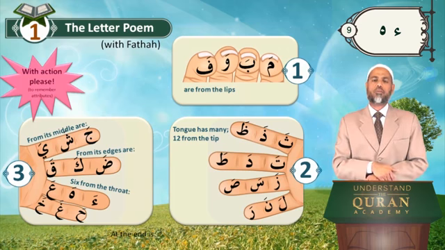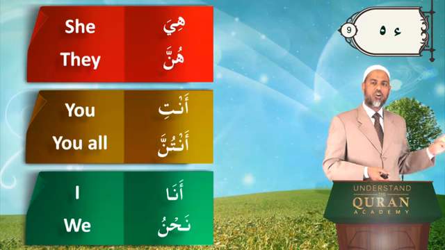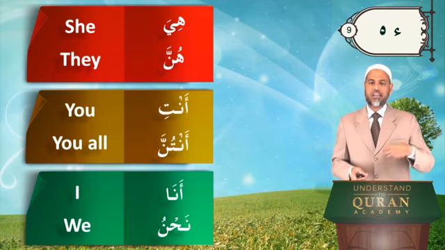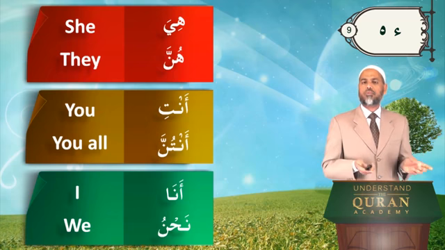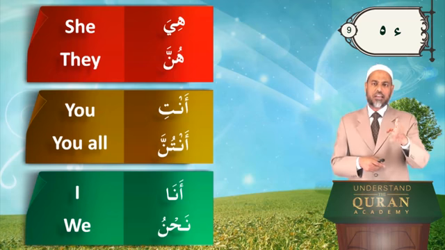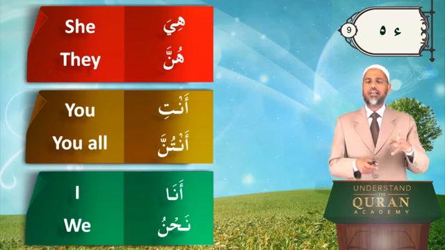Before we close, let's take spoken Arabic. Hiya, hunna, anti, antunna, ana, nahnu. Ana and nahnu are the same for masculine and feminine forms. That's all for today, so just practice. Hiya, hunna, anti, antunna, ana, nahnu.